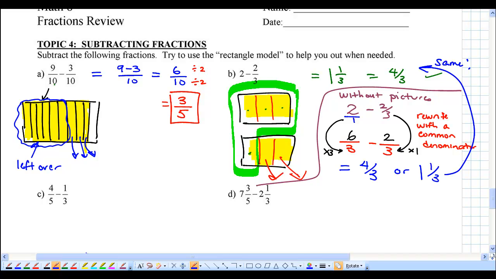All right, ladies and gents. So the idea of subtracting fractions is the same as adding. We need to find the common denominator, and then let's subtract. Okay? So here we go.